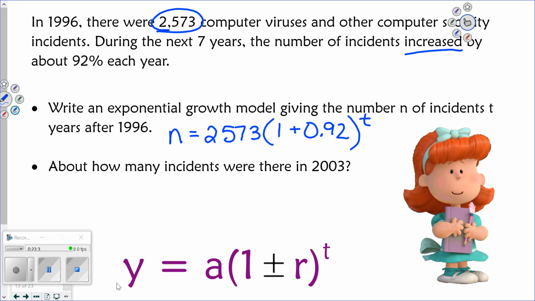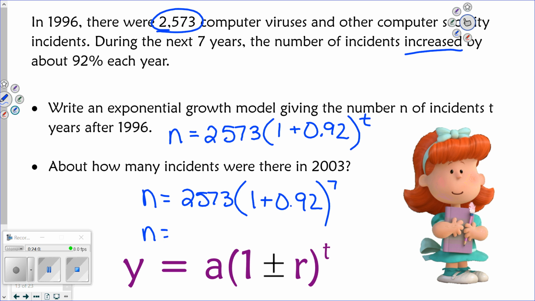All right. How many incidents were there in 2003? So I'm going to use my model. N equals 2,573 times 1 plus 0.92. What's my t value? It is 7. How'd you get 7? 2003 is 7 years. Okay, how many incidents were there in 2003? Was it exact? It was 0.71.